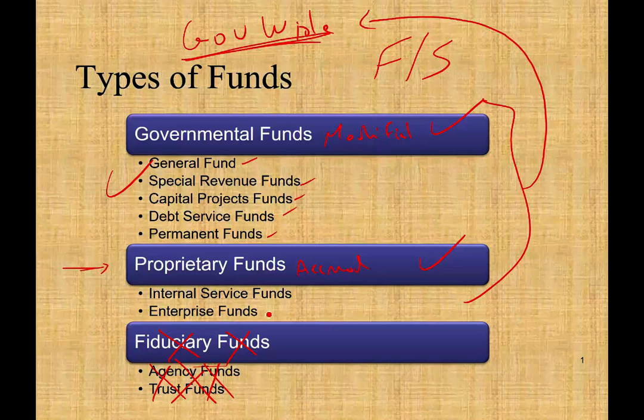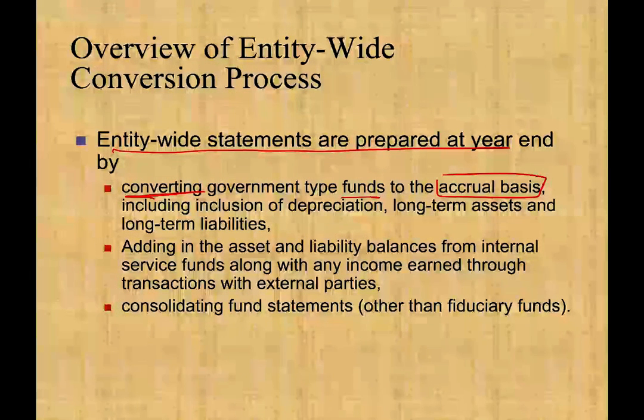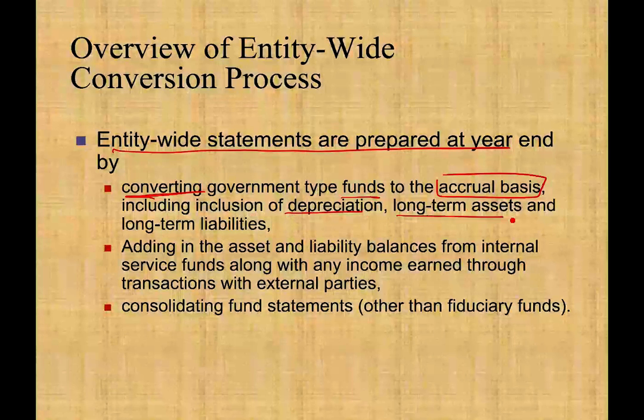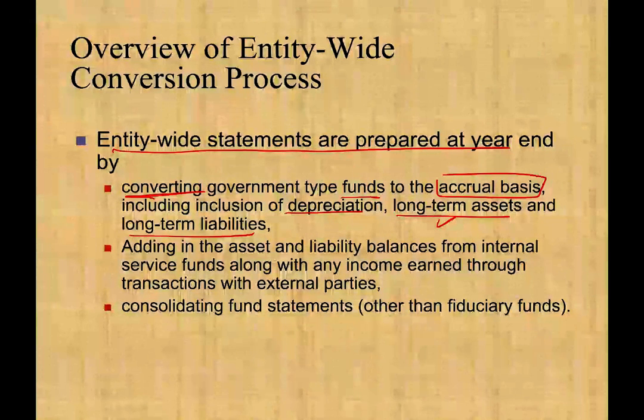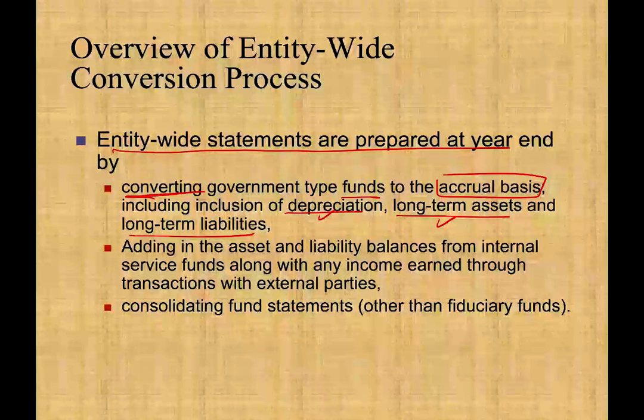Now again, the enterprise fund is basically done. The internal service fund, we're going to have to make certain adjustments. Also, it's accrual, but you're going to see what type of adjustments we have to make. As we do the accrual, we're going to include depreciation, long-term assets, and long-term liabilities. Today we're going to work on depreciation on long-term assets. Later on, we'll work on liabilities.